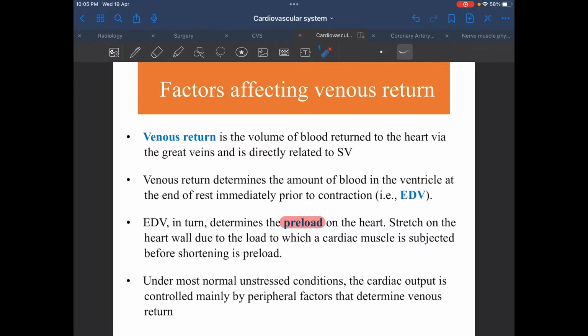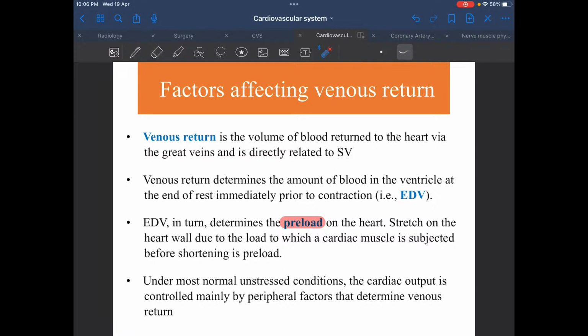Venous return basically determines the amount of blood in the ventricle immediately prior to contraction. What I mean by that is your end diastolic volume. We had a great discussion on the cardiac cycle, and we discussed how the stroke volume is derived from the end diastolic volume and end systolic volume, and what is remaining is your end systolic volume. We even discussed the phases of ventricular filling. There were three phases: the rapid filling phase, the slow filling phase, and the third one, the active filling phase, also known as the last filling phase. That is mainly due to atrial filling, coinciding with your atrial systole.